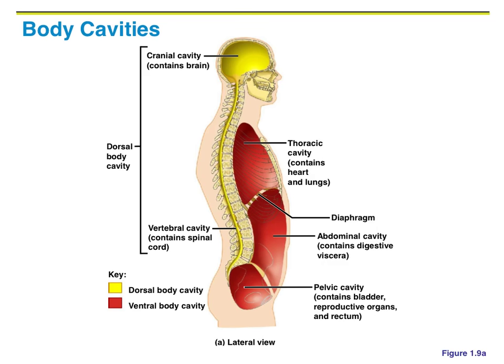The dorsal cavity is subdivided into the cranial cavity, and that encases the brain, and the vertebral cavity, which contains the spinal cord. The ventral body cavity is divided into the thoracic cavity, which contains the heart and lungs, and the abdominopelvic cavity.